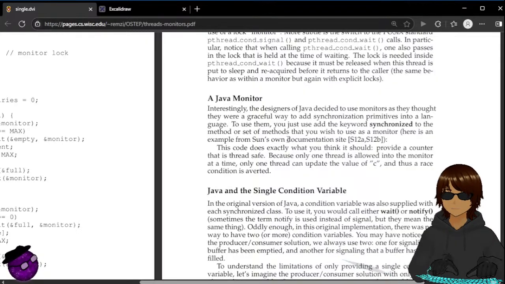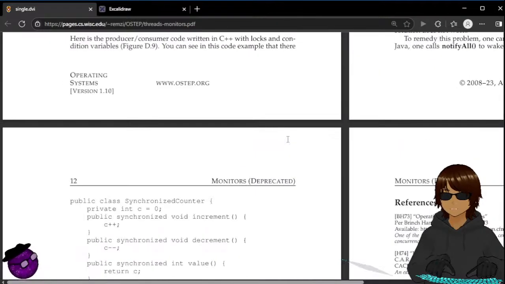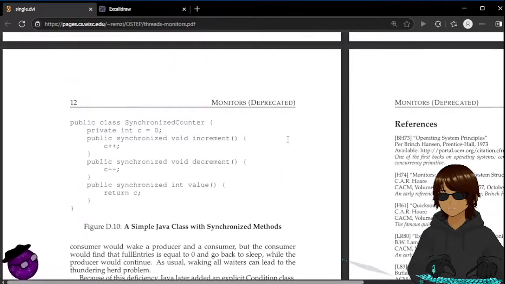So where is the example? Oh, here is the example. Synchronized counter provides public synchronized void increment, public synchronized void decrement, public synchronized integer value.